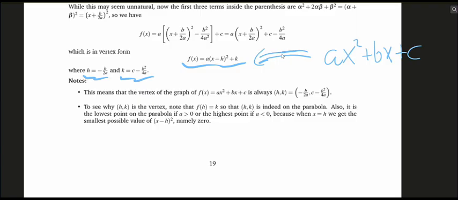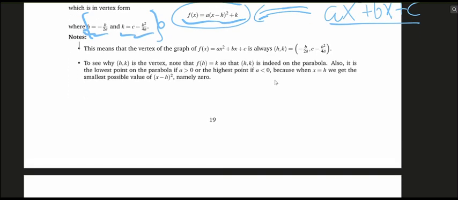Insofar as using this vertex form, you will need to be able to figure out the vertex form of a parabola when you're given the standard form, meaning convert from this to this, courtesy of these two little guys right here.